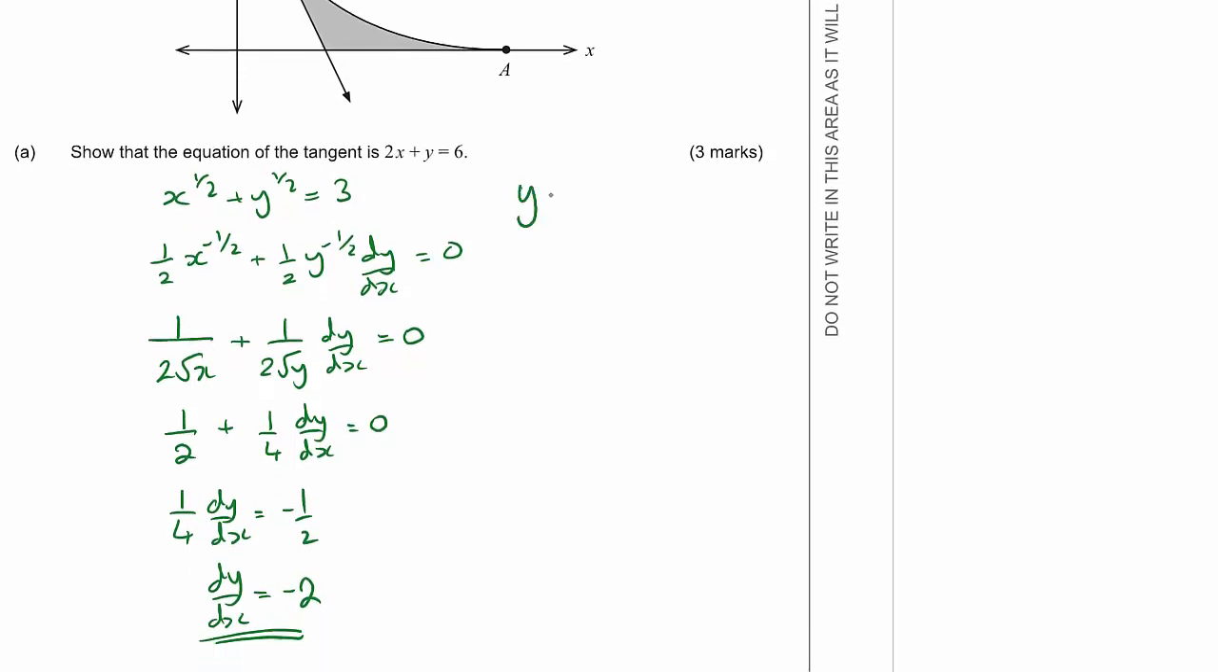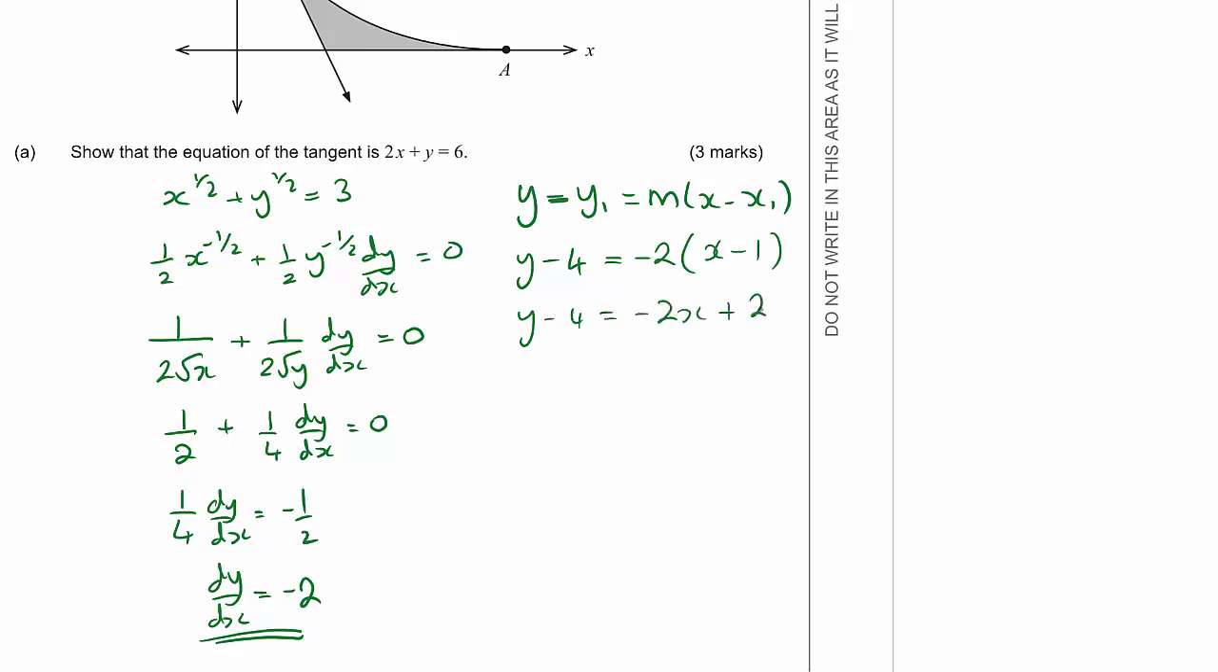And then I can just use y equals mx plus c, or as I prefer, y minus y1 is m(x minus x1). So we're at (1, 4), so y take away 4 is equal to negative 2, x take 1. So y minus 4 is negative 2x plus 2. And rearranging that gives me 2x plus y equals 6 as required.